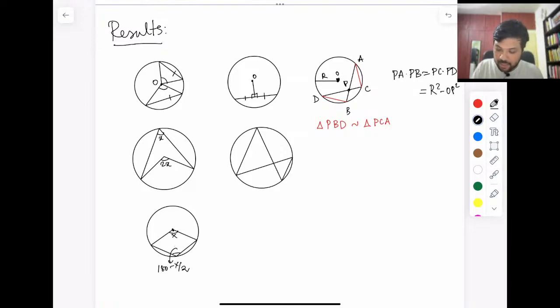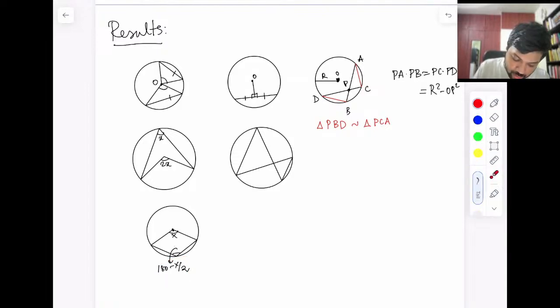Okay, that's because the remaining is 360 minus x, and 360 minus x by the whole thing by 2 is 180 minus x by 2. Because you can think of it that way. So using these basic facts, we can actually see that angles in the same segment are equal.